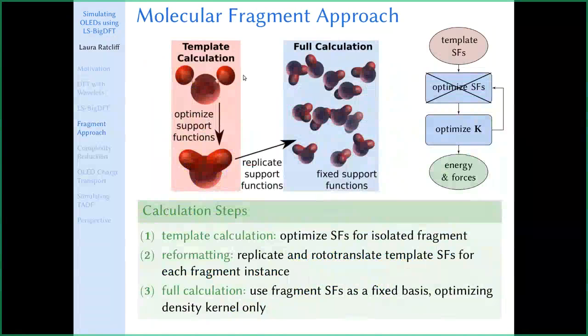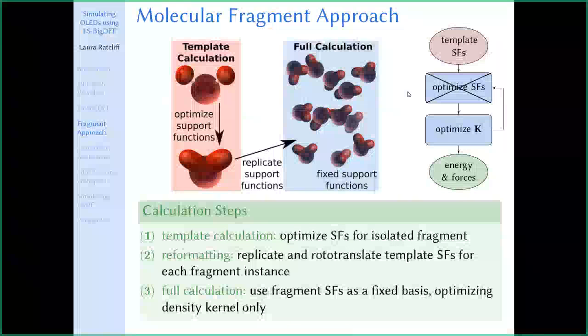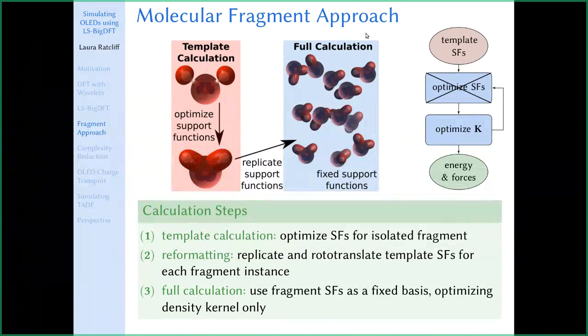So in this case, we start with some small template molecule. In this case, it would just be one water molecule. We optimize the support functions and do a full linear scaling calculation, which is of course very cheap because it's a very small system. And then we replicate these support functions and use them as a fixed basis for the full system. So this completely cuts out the support function optimization loop for the large system. And in most cases, it results in a decrease in computational cost by up to an order of magnitude.